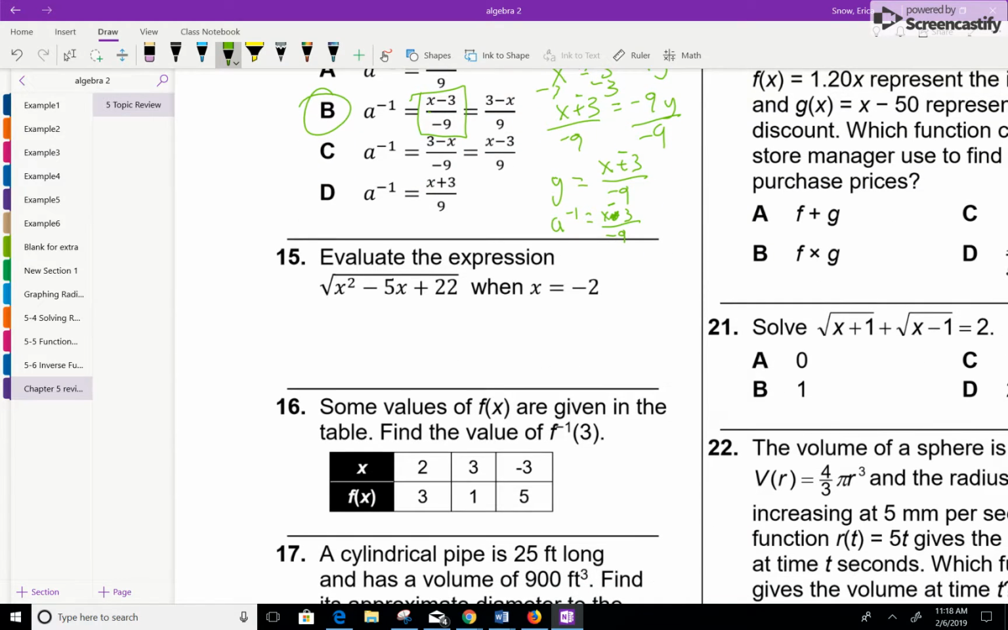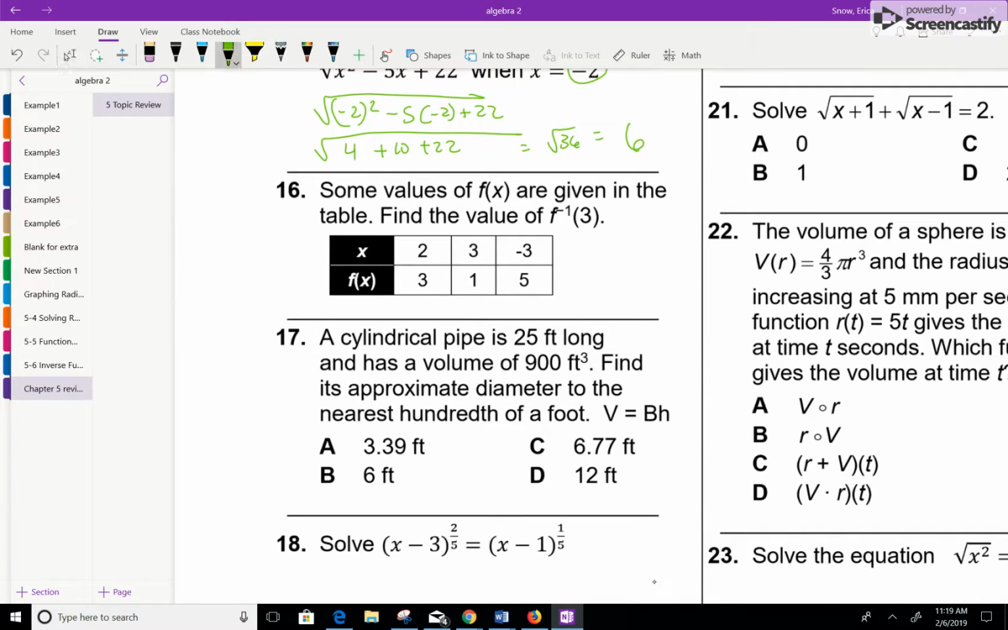So this is an evaluate the expression. We're going to plug negative 2 in for x. So we get negative 2 squared minus 5 times negative 2 plus 22. So you get the square root of 4 plus 10 plus 22, which is the square root of 36, which is just 6.